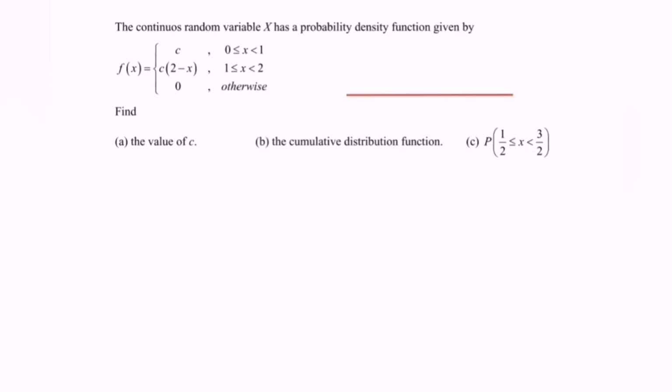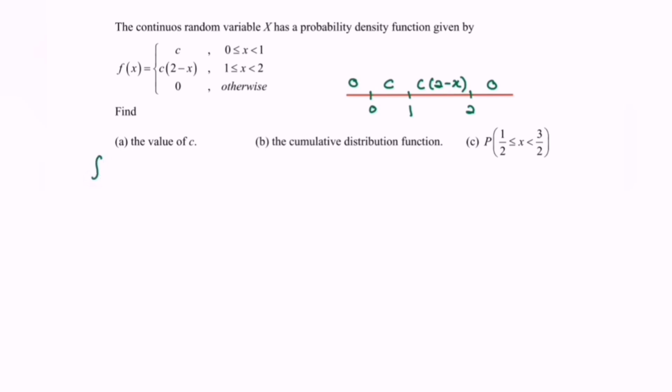In this video, I'm going to discuss an example for a random variable. The continuous random variable x has the probability density function given by the function. My suggestion is to illustrate the situation on a number line. Where we have 0 until 1 with the function c, and 1 until 2 where we have the function c multiplied with 2 minus x. Otherwise, we have the function 0. Find the value of c.